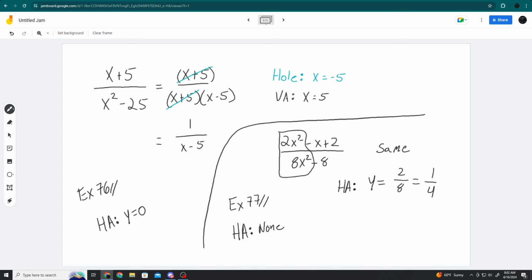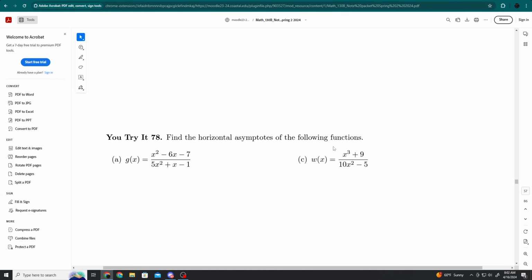So essentially, if they're the same or equal, we divide the coefficients. If the top is smaller, meaning the bottom's larger, then we get an answer of 0. If the top is bigger and the bottom smaller, then we get an answer of none. And that's how it's always going to work. Okay?